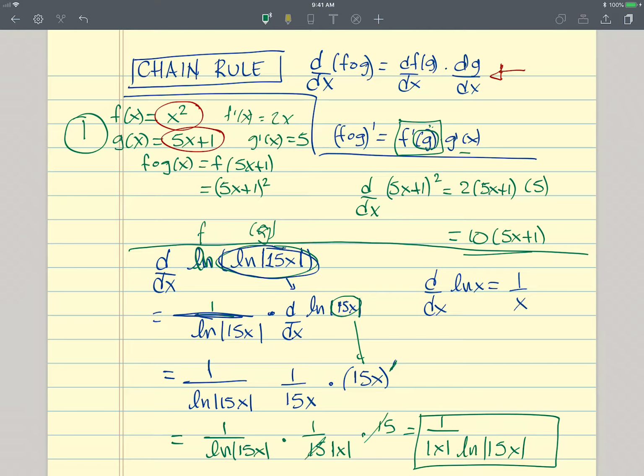You just take the derivative of the bigger function, still evaluated at the inside function, and then don't forget to still multiply by the derivative of the inside function. Yeah, that's the big idea of the chain rule.